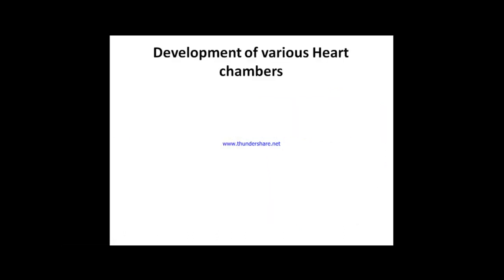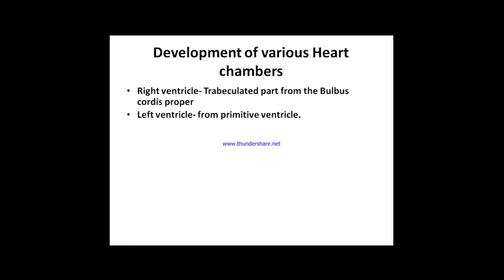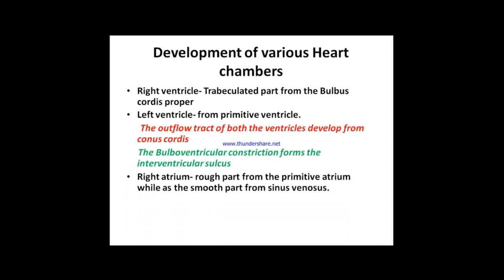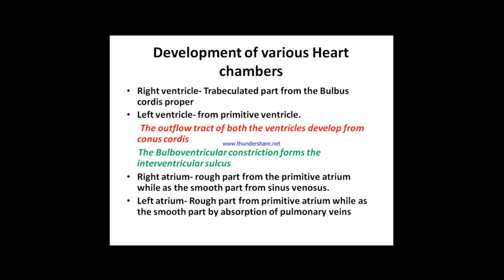Now, development of various heart chambers. Right ventricle: the trabeculated part from the bulbus cordis proper. Left ventricle from the primitive ventricle. The outflow tract of both ventricles develops from the conus cordis. The bulboventricular constriction forms the interventricular sulcus. Right atrium: the rough part from the primitive atrium, while the smooth part is from the sinus venosus. Left atrium: the rough part from the primitive atrium, while the smooth part is by the absorption of the pulmonary veins, that we will discuss later how it happens.